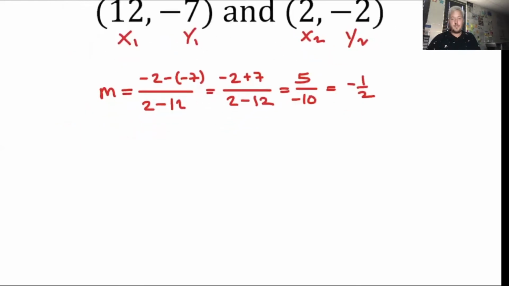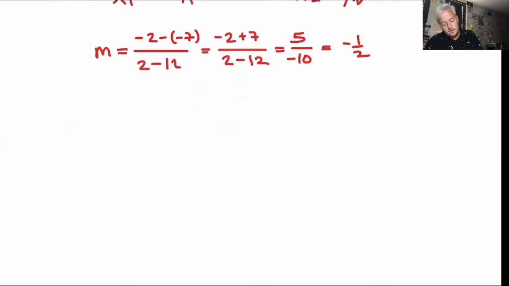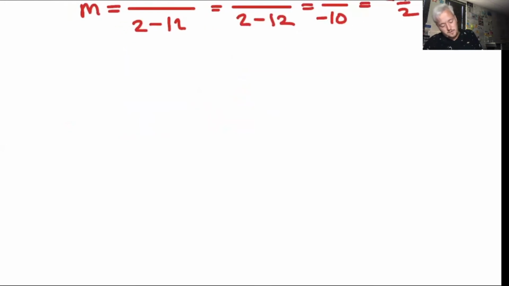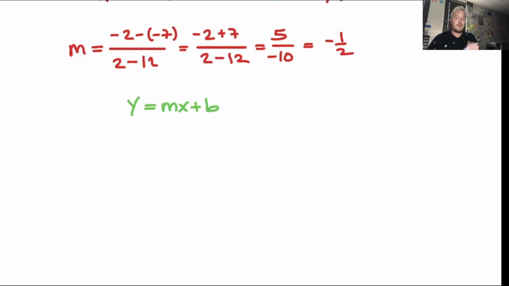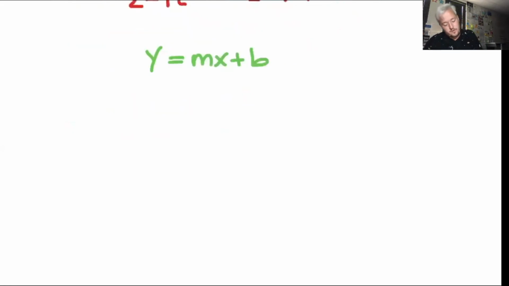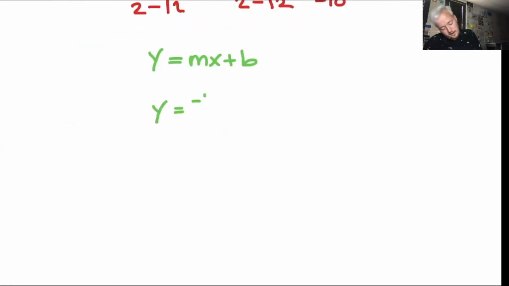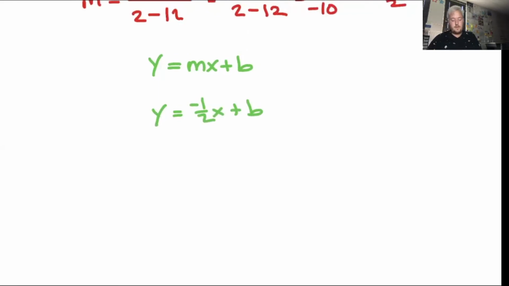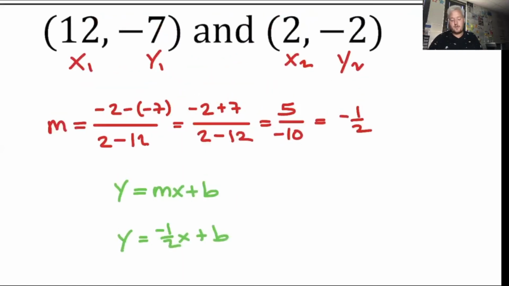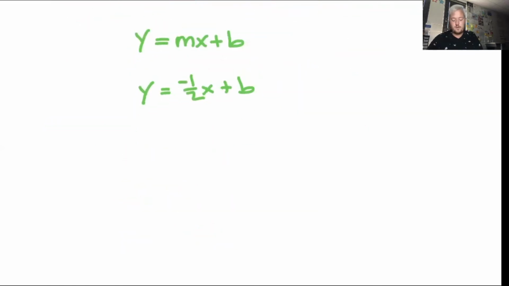So now that I have my slope, I want to actually find my b value. I'm going to start off with y equals mx plus b. So I want to plug in my slope. So I have y equals -1/2 x plus b. Now, if you look, we need that b value. We don't have a b value yet. But if you notice, they gave us 2 coordinates. So they gave us an x and a y. Now look at your equation. What else do we have? An x and a y.